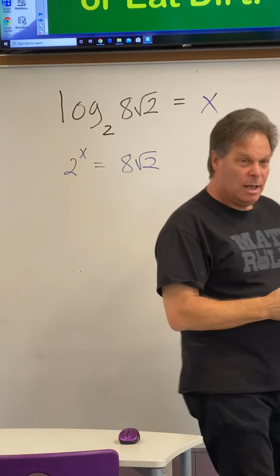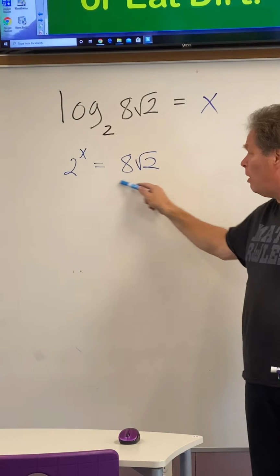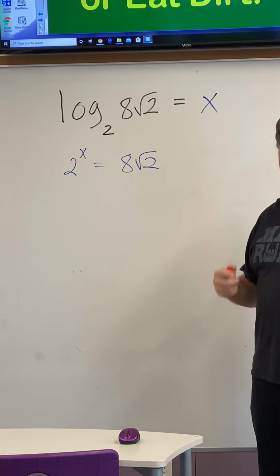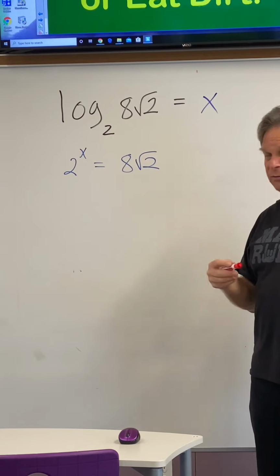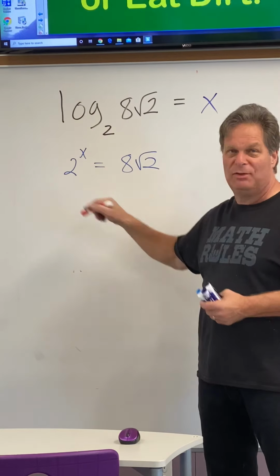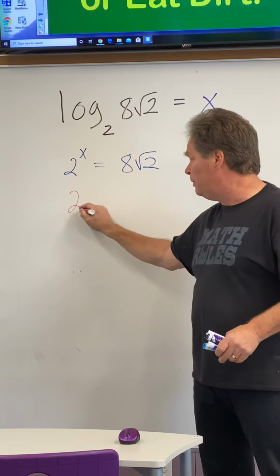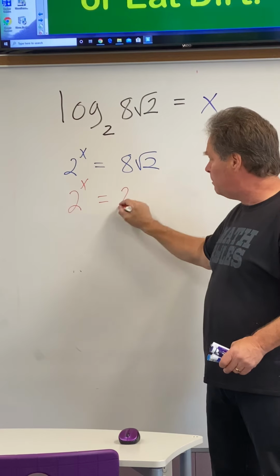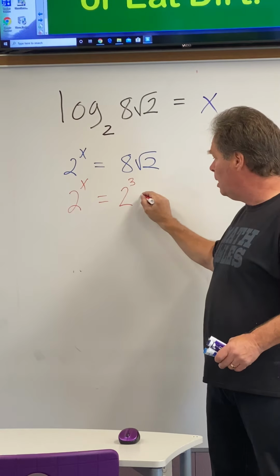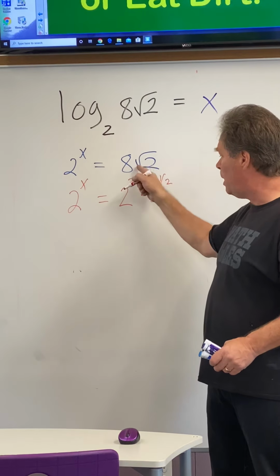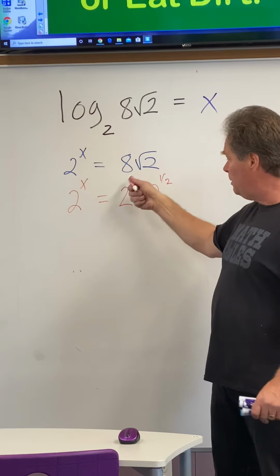Now, how do you solve when the variable's in the exponent? Remember, we talked about this a couple of assignments ago. You try to make them powers of the same base. That's the key. So here, this is already a power of 2. 8 and square root 2 are both powers of 2. 8 is 2 to the 3rd power times root 2, which is 2 to the 1/2 power. Square root is 1/2 power. So I just made it like that.